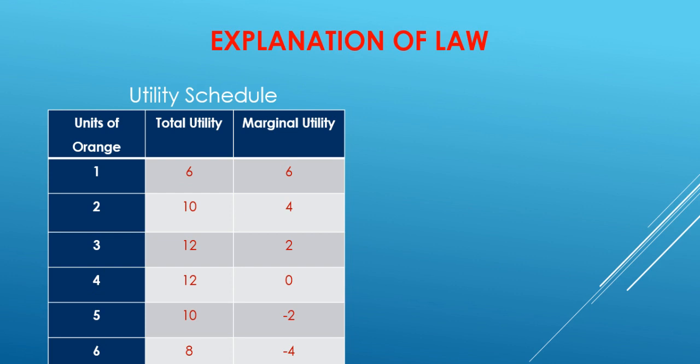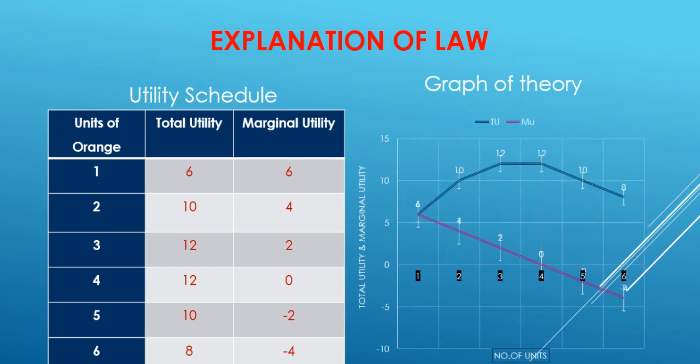This utility schedule can be converted into a graph also. It means we can explain this theory by graph also. In the graph, the horizontal axis represents the number of units, and the vertical axis represents total utility and marginal utility.